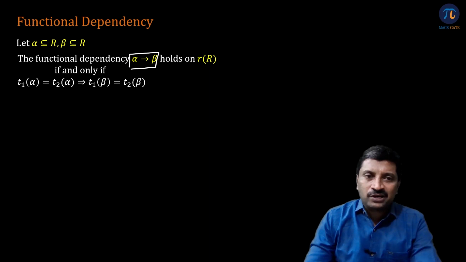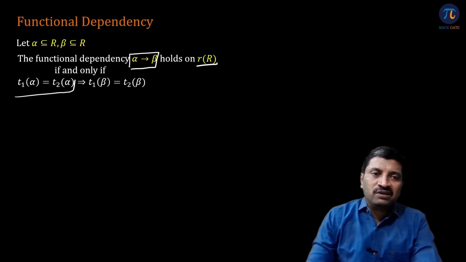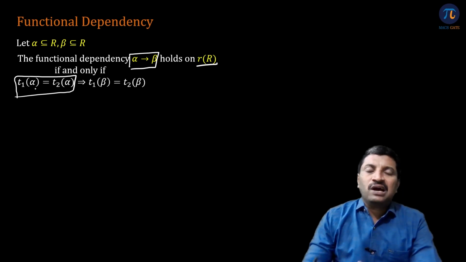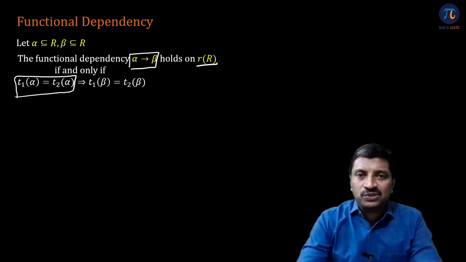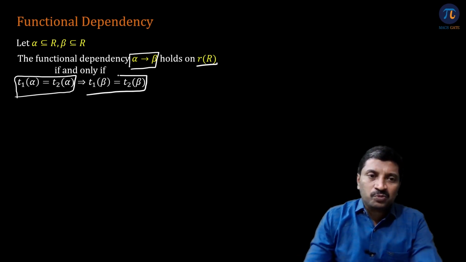holds on the relation instance R if and only if for any two tuples, if T1 of alpha is equal to T2 of alpha, that means alpha has the same values for tuples T1 and T2, then compulsorily those two tuples must have the same value for beta also.